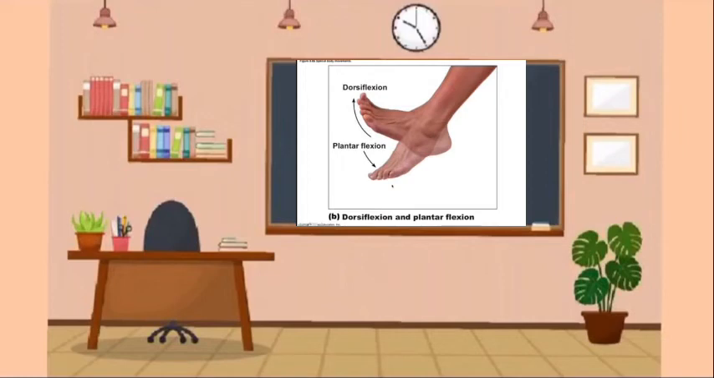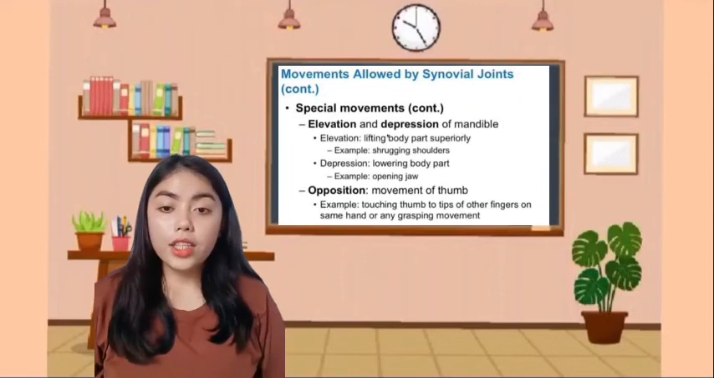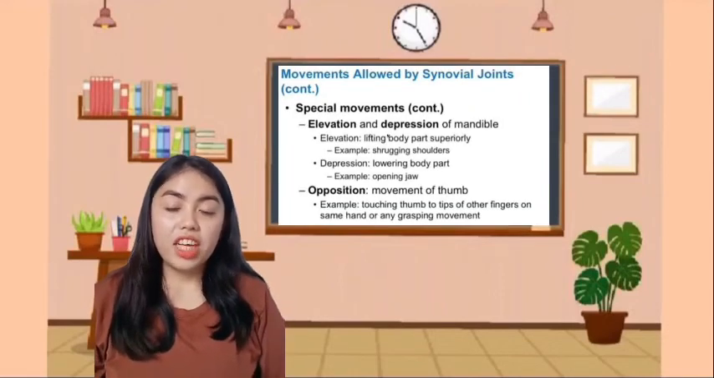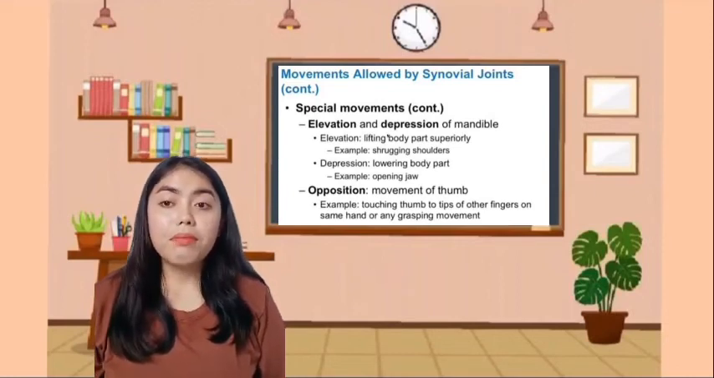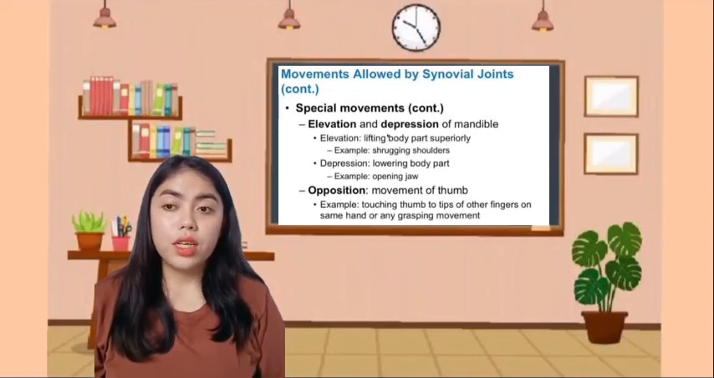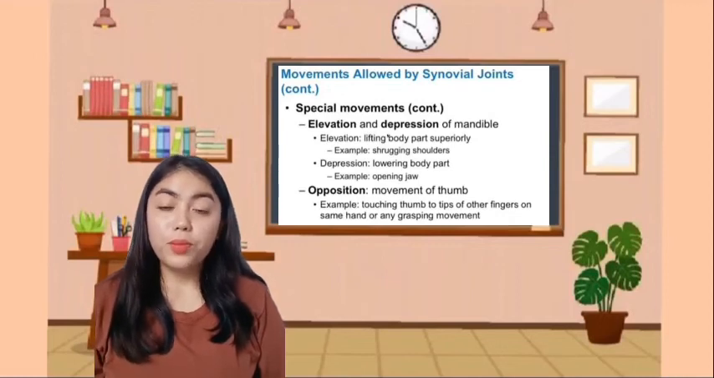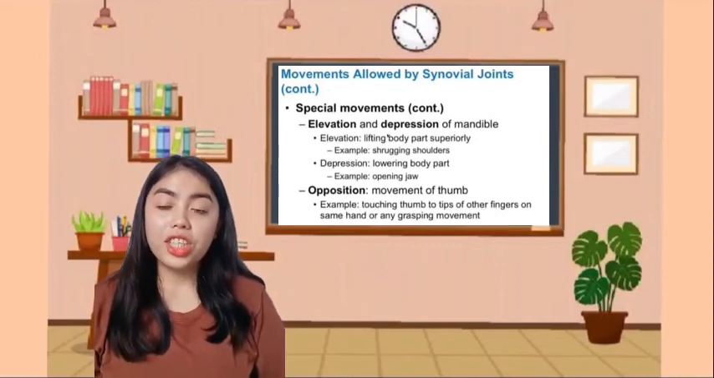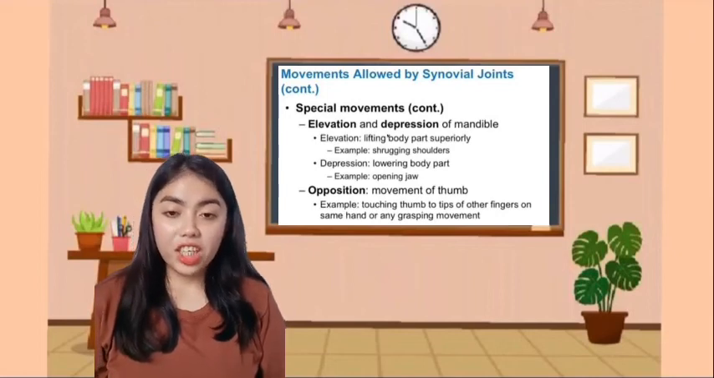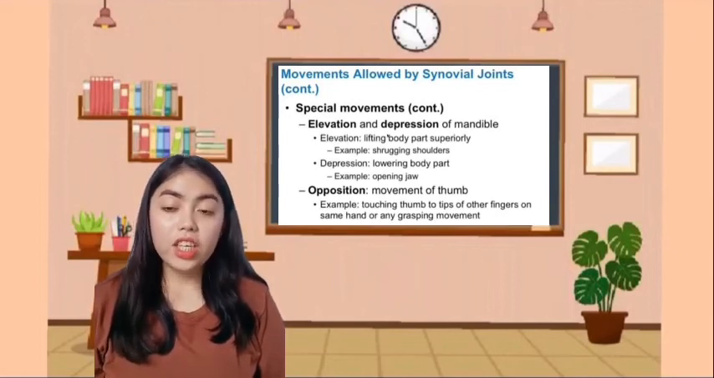Now, dorsiflexion is pointing your toes upward, and then plantar flexion is pointing your toes downward. Another special movement: elevation and depression of the mandible. Elevation, lifting body parts superiorly. Example, shrugging shoulders. Depression, lowering a body part. Example, opening the jaw. Opposition, movement of the thumb. Example, touching the thumb to the tips of the other fingers on the same hand, or any grasping movement.